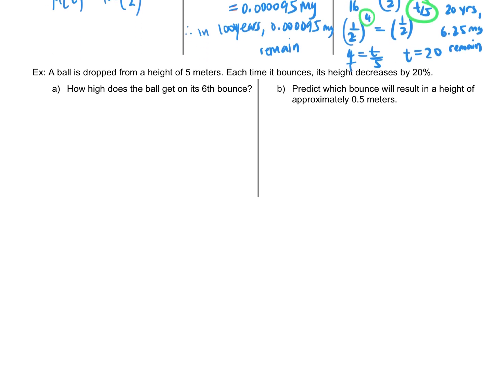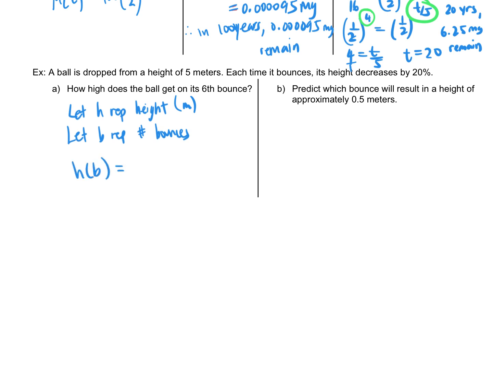Final one. A ball is dropped from a height of 5 meters. Each time it bounces, its height decreases by 20%. How high does the ball get on its 6th bounce? Well, first of all, I need an equation. So we're dealing with height, and we're dealing with number of bounces. So I'm going to say let h represent height in meters, let b represent number of bounces.